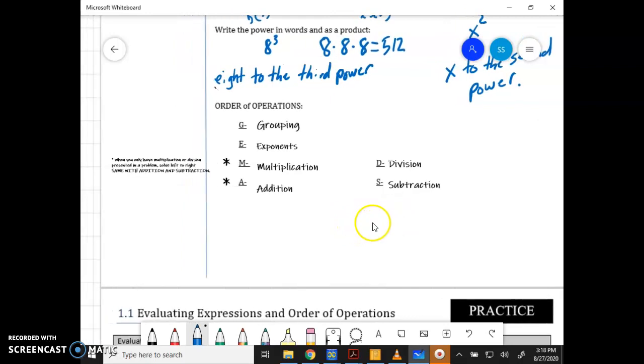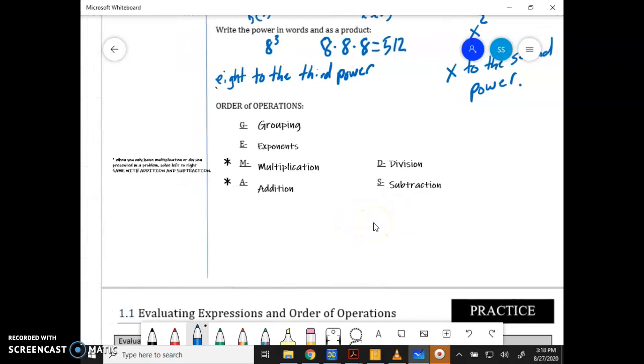All right. So order of operations, you probably heard of PEMDAS before, but here we say GEMDAS because there are more grouping symbols than just parentheses. What that refers to is that we need to do what's inside the grouping symbols before we do anything else.